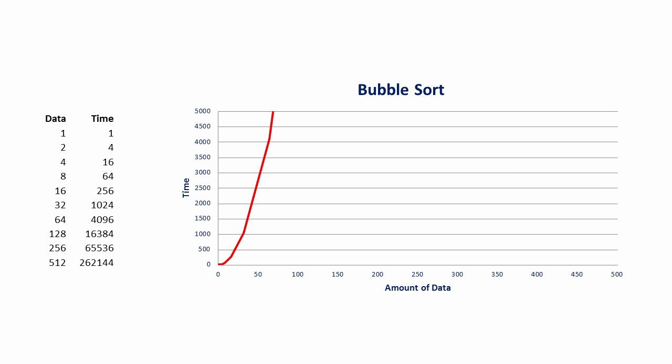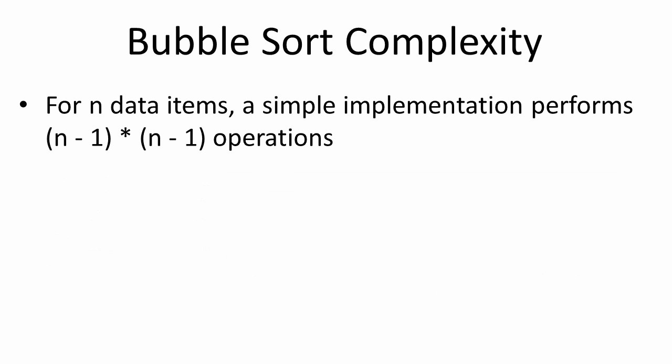When we plot the amount of data versus the time on a chart, you can see that the curve is growing very, very quickly. Doubling the amount of data actually quadruples the time taken. If we triple the amount of data, we increase the time taken by a factor of 9. So describing this in terms of complexity, for n items of data, a simple implementation of the bubble sort takes (n-1) multiplied by (n-1) operations.